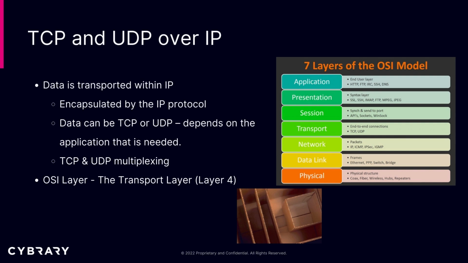IP is operating at the layer 4 layer. You may hear the OSI model layer or layer 4 of the transport layer. When you hear this, what this means is IP operates at that level. We'll learn more about the 7 layers of the OSI model in later lessons.